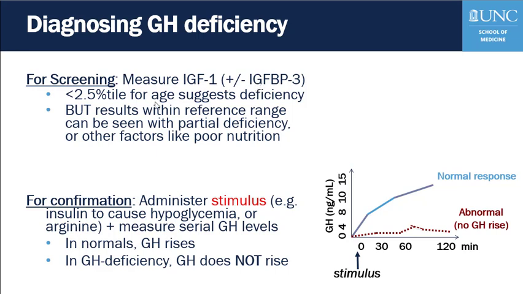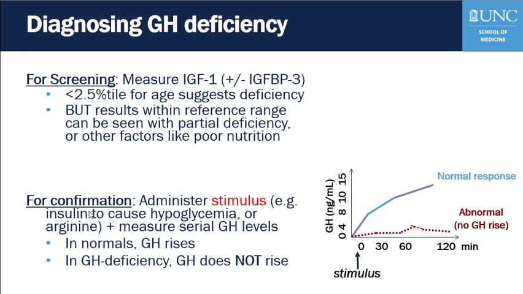So low levels of IGF-1, often under the 2.5th percentile for age, suggest deficiency. But false results can occur. Patients with partial deficiency may have falsely normal results, or patients with malnutrition, for example, may have falsely low results.